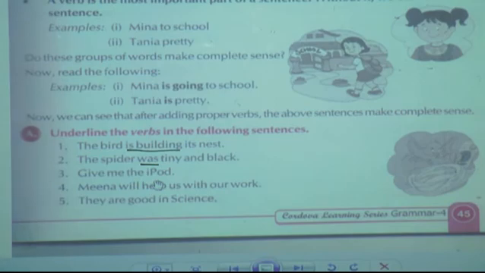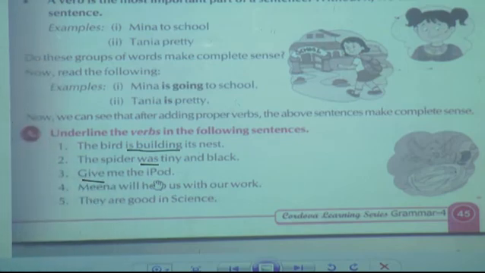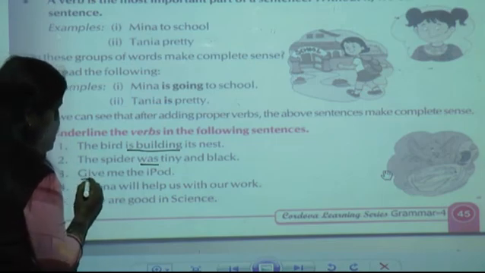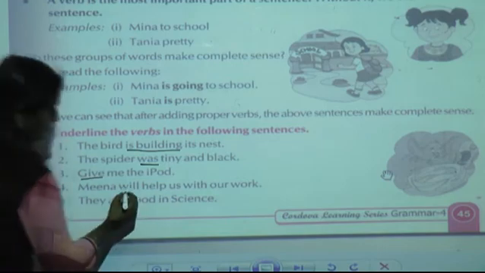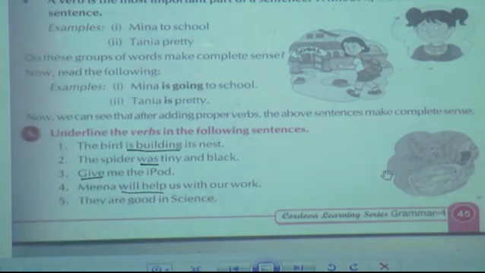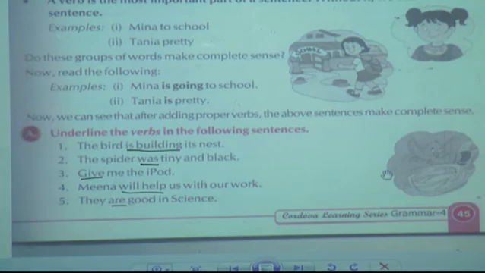Give me the iPod. So it is an action. So give. Fourth one is Meena will help us with our work. So will help. 2 verbs are there. Fifth one is they are good in science. It shows what a person, animal or thing is. Okay, so in this way you have to underline the verbs in the following sentences.